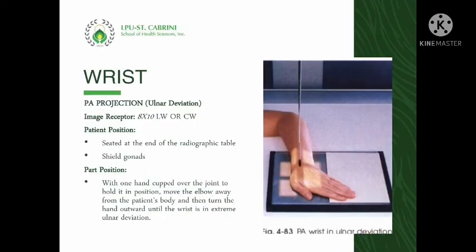The next projection that we have is a modification of the PA projection. It is the wrist in ulnar deviation. The patient is positioned the same as in a PA projection, but the wrist is deviated towards the ulnar side. To attain this position, hold the wrist joint to keep it in place and move the elbow away from the patient's body, and then turn the hand outward until the wrist is in extreme ulnar deviation.